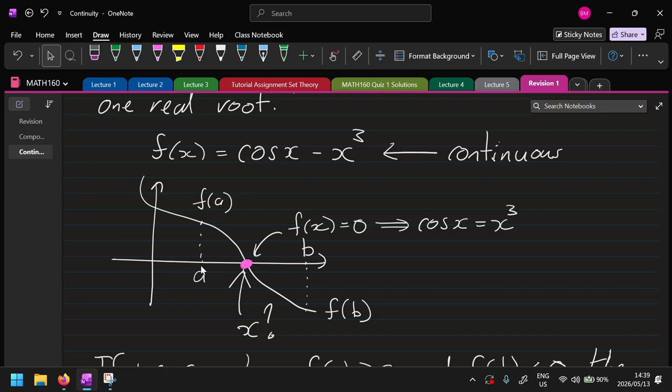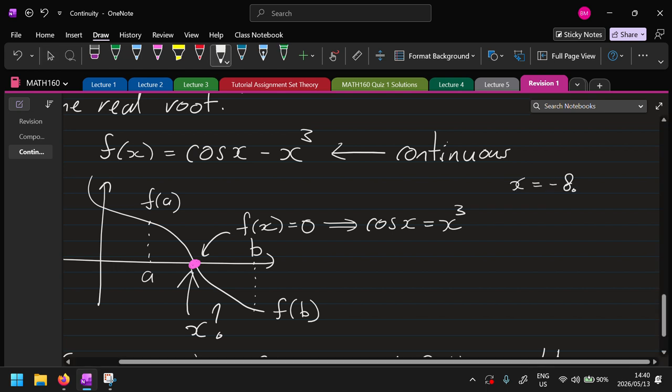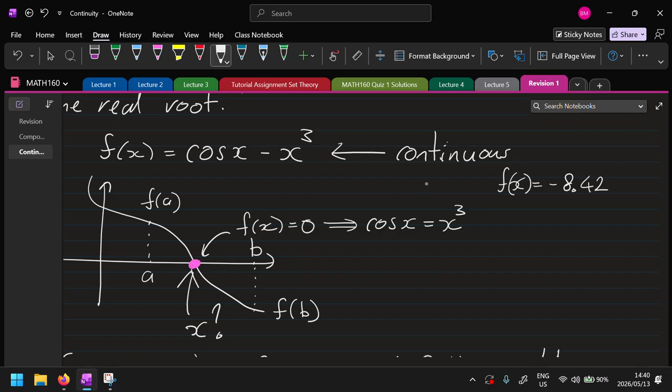Okay, we need someone else. Pick a number. Hey, picking a number is not so difficult. Okay. Yeah, check 2. What do we get? Negative 8.42. So that's f of x. So if x equals 2, we get that.